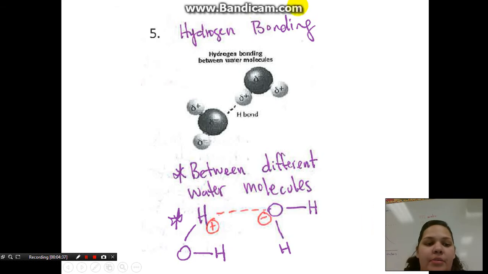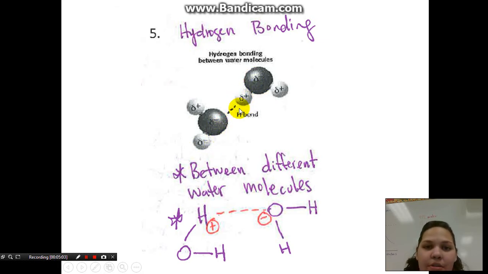Now I'm going over hydrogen bonding because on a reading quiz, a lot of people got this wrong. One of the questions was asking about hydrogen bonding, and some people put that it's between the same water molecules. This is not true. Hydrogen bonding is actually between different water molecules. So for example, this is a water molecule, this is another one. It is hydrogen bonding to a different water molecule.